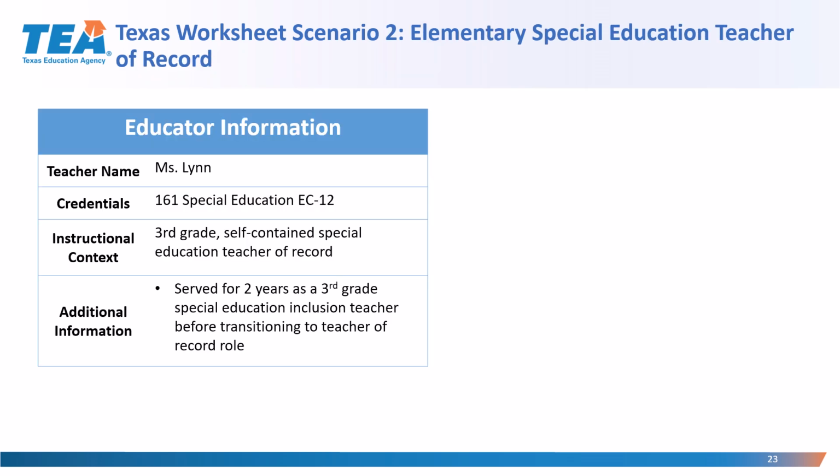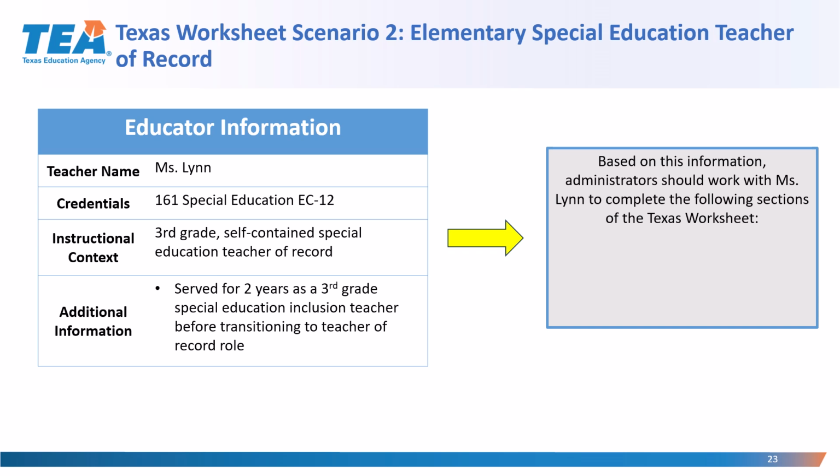We'll next review the Texas Worksheet Scenario 2 for an elementary special education teacher of record. Ms. Lynn has passed her 161 Special Education EC-12 exam and holds the Aligned certificate. Ms. Lynn will be serving in a third grade self-contained special education teacher of record role and has served for 2 years as a third grade special education inclusion teacher before transitioning to the teacher of record role.